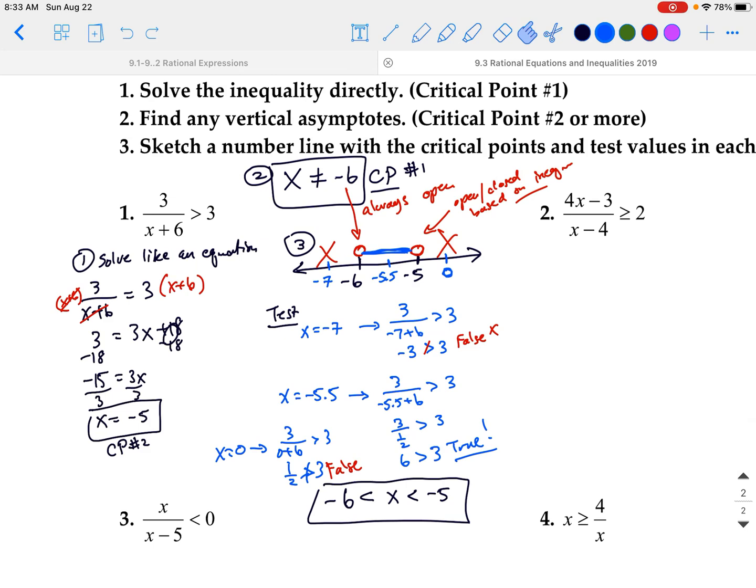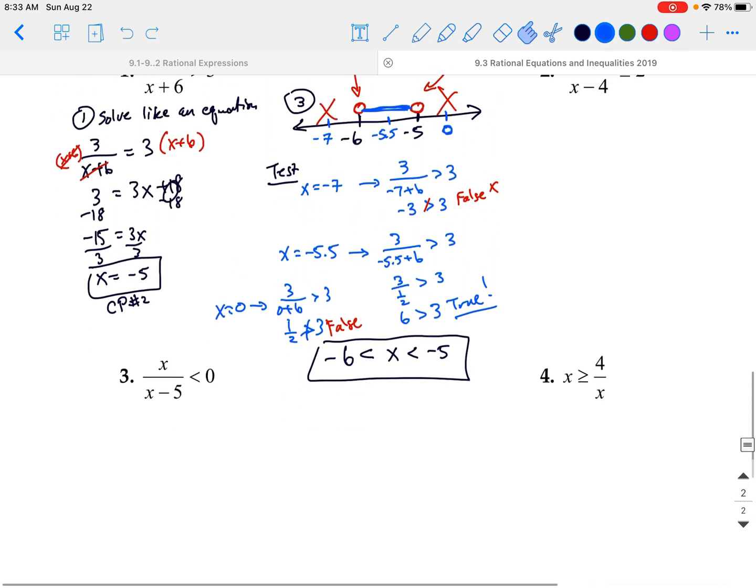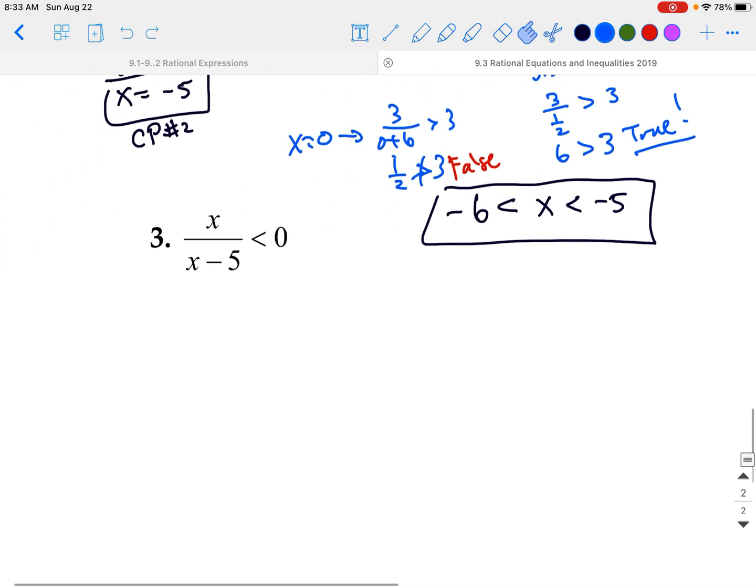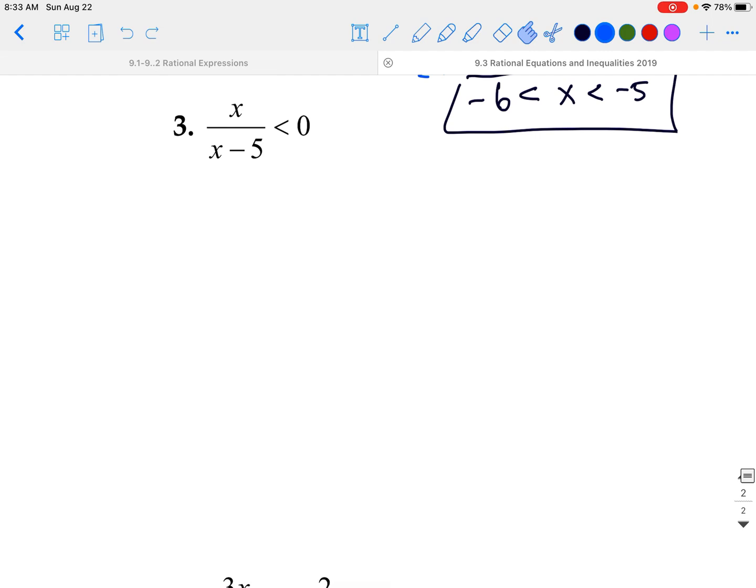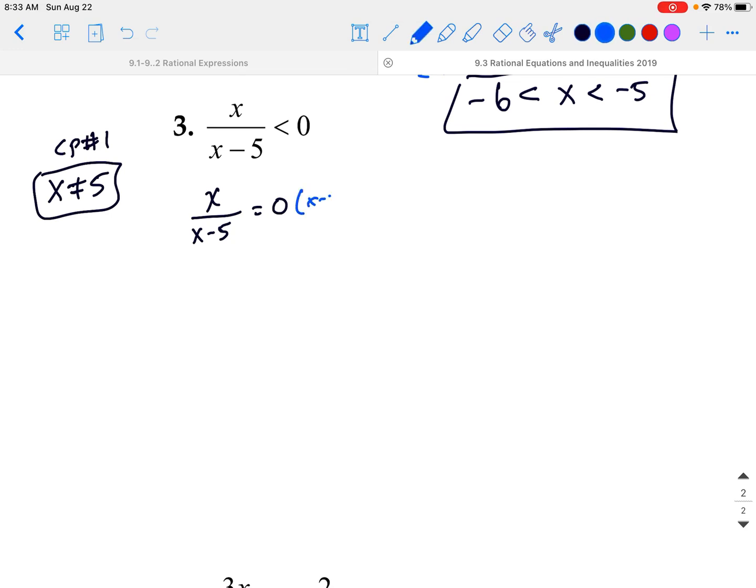All right, so we're going to look at a couple more here. So we'll look at number 3, let's say. So we'll skip number 2. You can do that one on your own. So we'll note x is not equal to 5. That's a critical point. And then if I'm solving, I get kind of some weird behavior. If I multiply by x minus 5, I still get zeros. So we just get x is equal to 0, but that is our second critical point. And then I'll let you go from there on number 3.